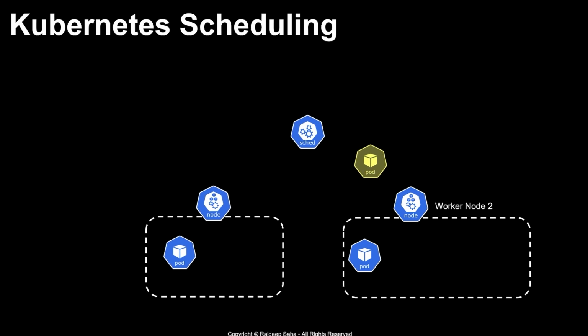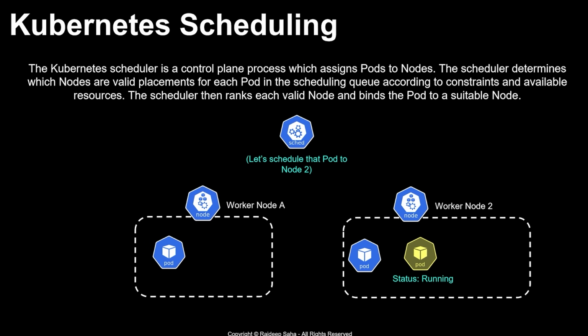And then it determines that maybe worker node 2 has more capacity. So I'm just going to put the pod there. So the official definition is: the Kubernetes scheduler is a control plane process which assigns pods to nodes. The scheduler determines which nodes are valid placements for each pod in the scheduling queue according to the constraints and available resources. Then the scheduler ranks each valid node and then selects a node and binds the pod to a suitable node. So this is out of the box.